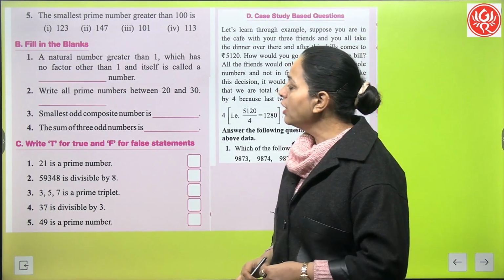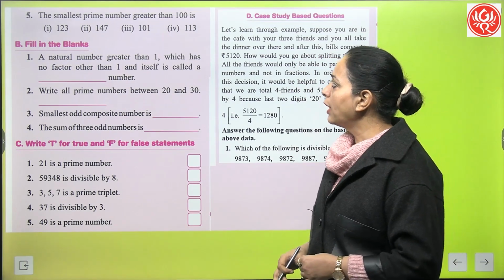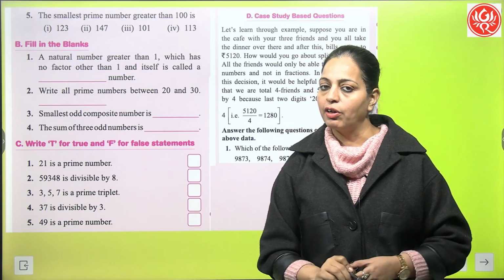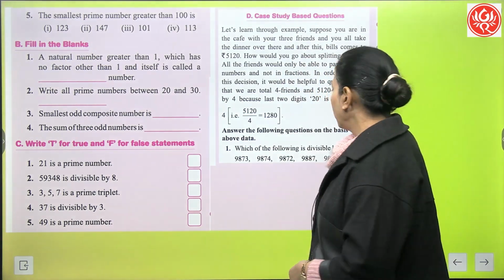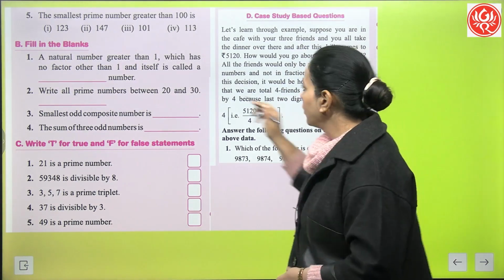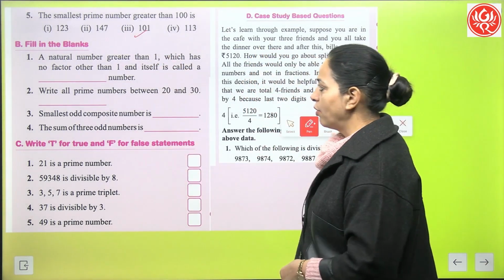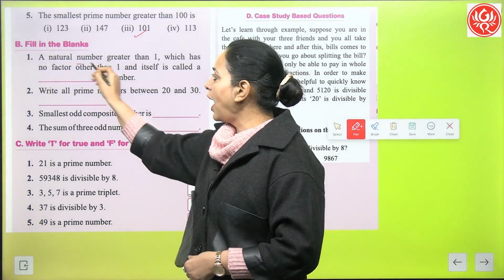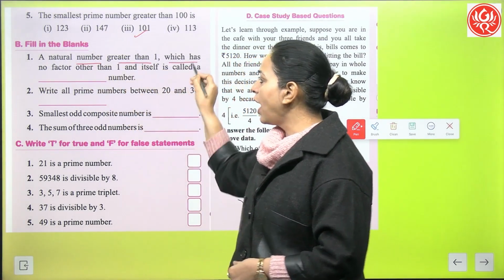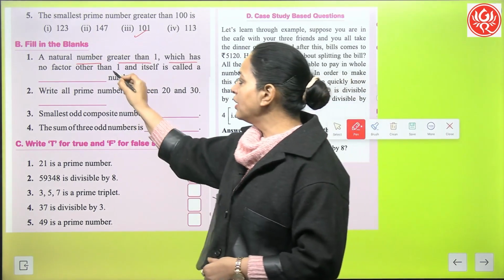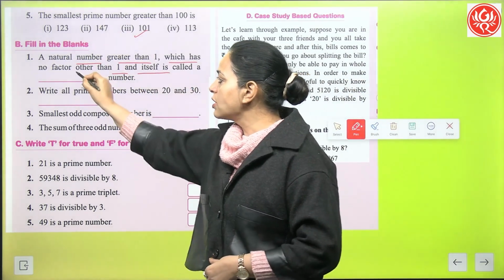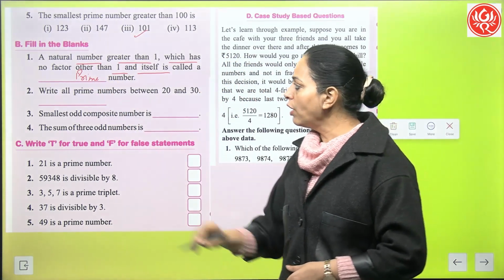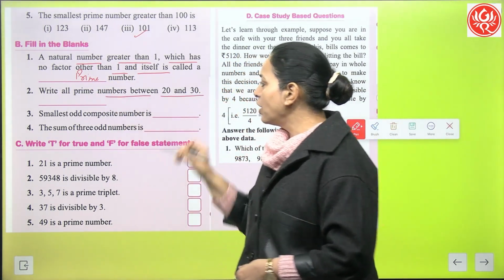Now the fifth one: the smallest prime number greater than 100 is 101. Okay, third part, right? This one is the answer. Now B part, filling the blanks. The first one: a natural number greater than 1 which has no factor other than 1 and itself is called a prime number, right?